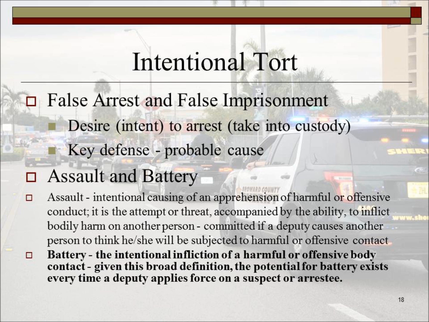Battery is the harmful or offensive touching, the intentional infliction of harmful or offensive bodily contact. Given this broad definition, the potential for battery exists every time a deputy applies force on a suspect or arrestee, assuming that they're acting in an unlawful manner, the deputy or law enforcement officer, they don't have a lawful duty to act, then they could be held liable for battery.